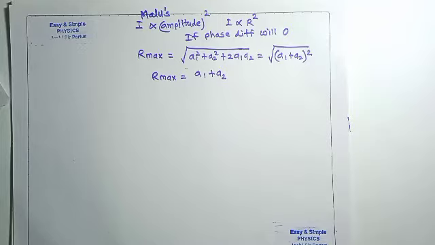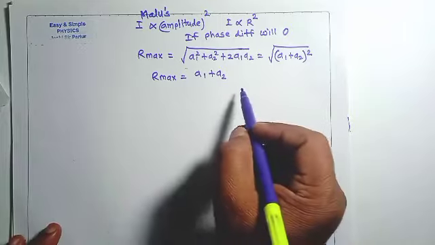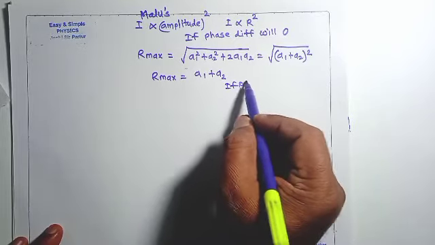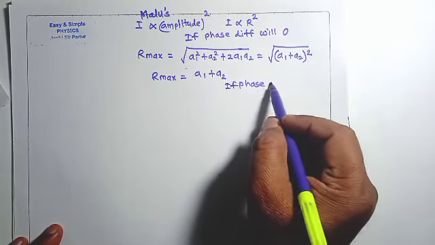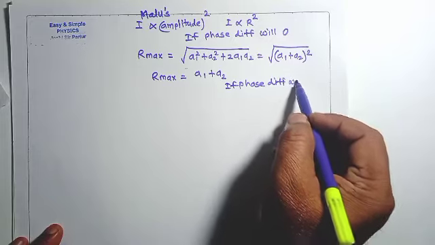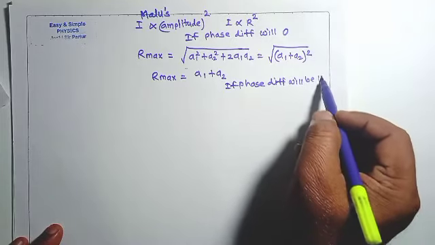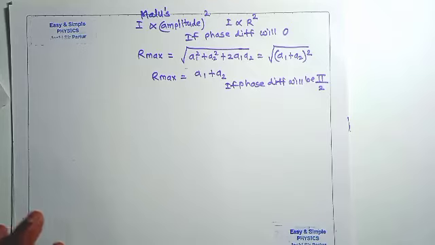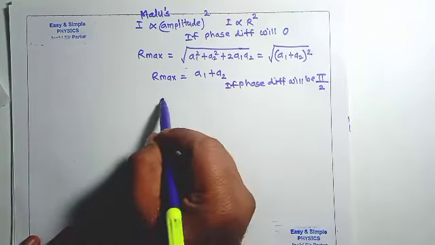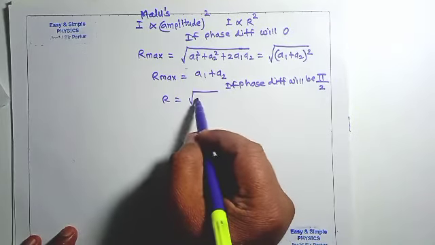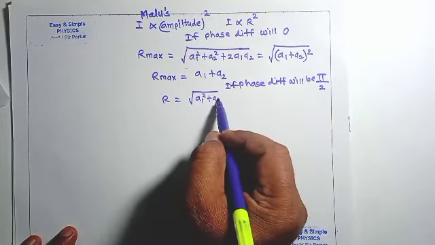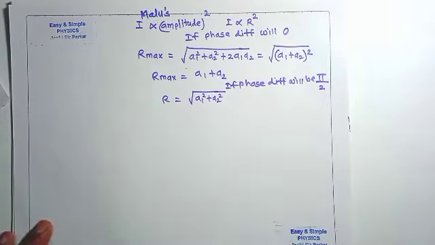But if the phase difference is pi upon 2, 90 degree, what happens? Cos 90 becomes 0. So twice a1 a2 cos of 90 will be 0. So r is equal to square root of a1 square plus a2 square, because the other term will be 0.